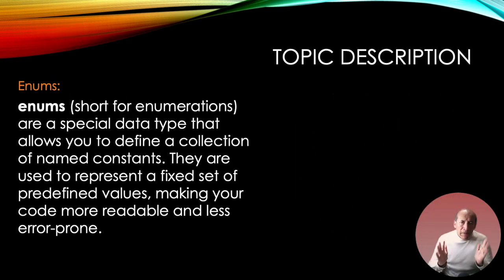Okay, one of my favorite parts of the language is being able to create your own types. Enums are that. They're short for enumerations. It's a special data type that allows you to define a collection of named constants. They're used to represent a fixed set of predefined values. So you decide the types, making your code more readable and less error prone. Probably one of my favorite parts of the language.